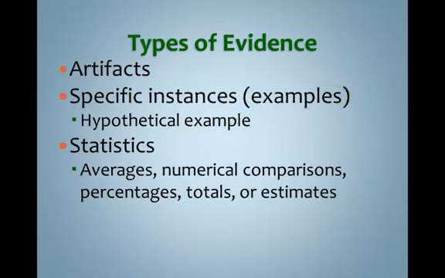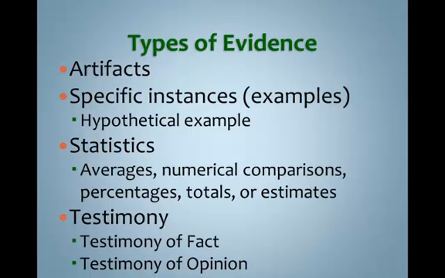When you choose to quote the words of someone else to support your argument, you are using testimony. Another way to describe this is as argument by authority. You are then using the credibility of someone else to support your point. There are two types of testimony, testimony of fact and testimony of opinion.